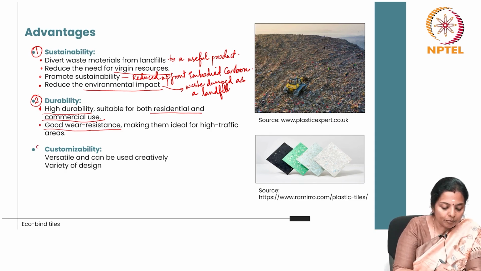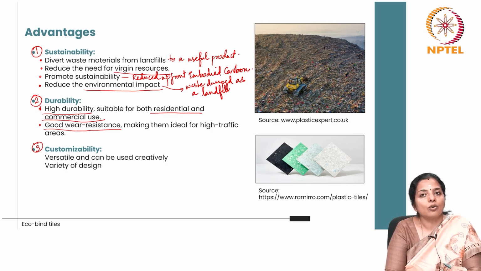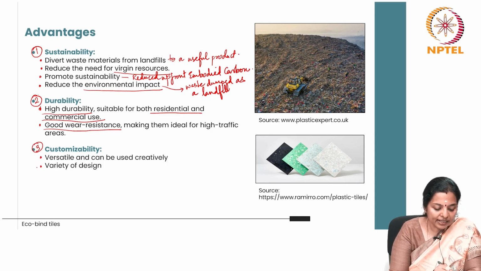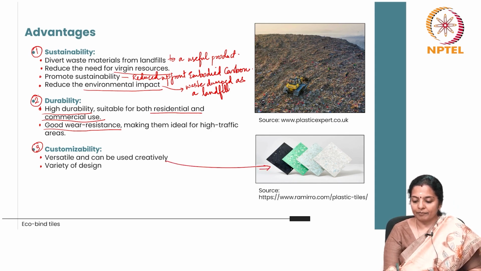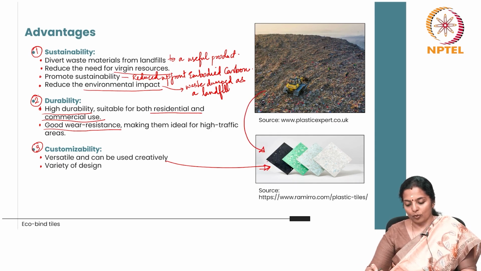The third important advantage or contribution is its customizability. This material is quite versatile, and the versatility of the recycled glass allows for creative designs that mimic the appearance of natural stone or even unique abstract patterns. So, these are versatile and they have a variety of designs, as can be seen here. And the amount of plastic that is dumped can be routed to create these Ecobind tiles.